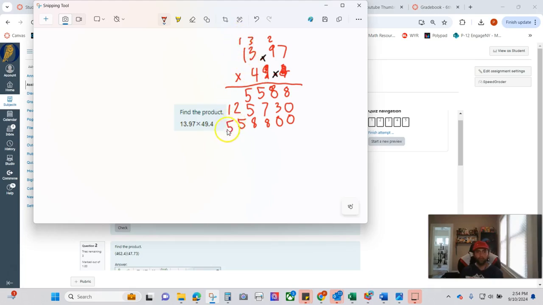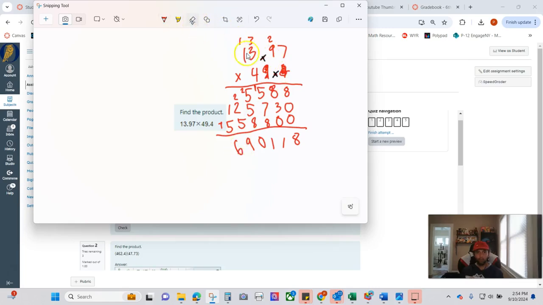Plus 1 is 5. Now I add these together. I get 8. 11. Carry the 1. 5 plus 1 is 6. Plus 7 is 13. Plus 8 is 21. 5 plus 5 is 10. Plus 8 is 18. Plus 2 is 20. Carry the 2. That's 4. And it's 9. And 1 plus that is 6.